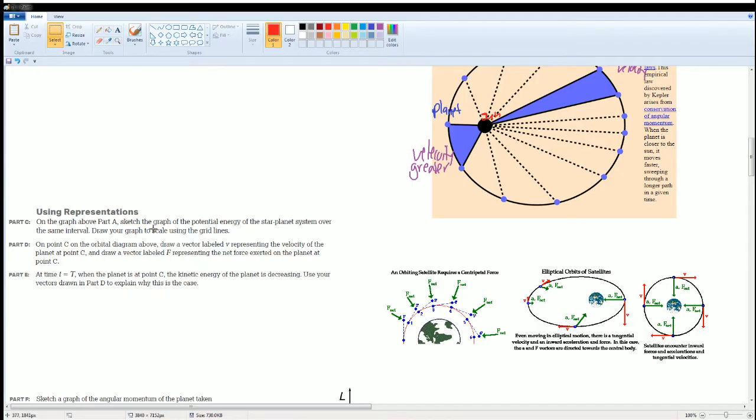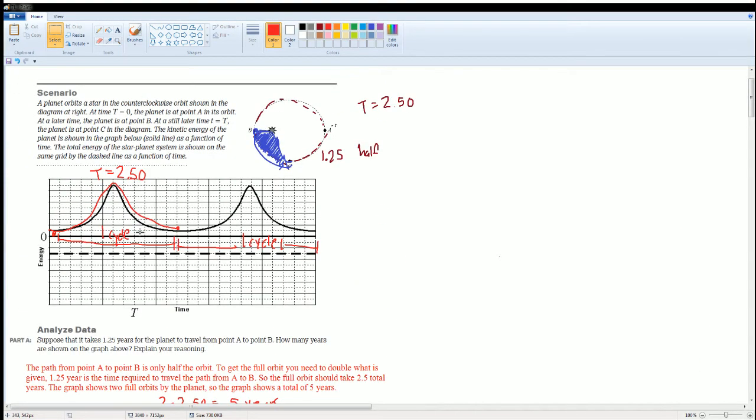Here, point C on the graph, sketch the graph of the potential energy of the planet star over the same interval. Draw your graph scale on the grid line, all right? So here is the energy. Now you want the potential, all right? So this is the energy. First of all, this was the kinetic energy, right? But now you want the potential. They should average out, so in the end, it should be here. If you draw it like this, it wouldn't make sense.